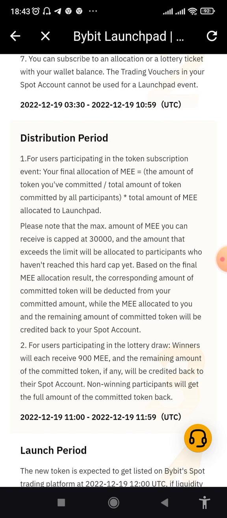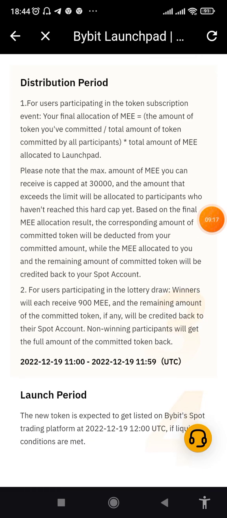But during the distribution period, your coins will be allocated as follows. The amount of ME coin that you earn is equal to the amount of token that you have committed, divided by the amount of token that has been committed by all participants, multiplied by the amount of token in the launchpad. So you can use that formula. It's here so that you know the amount that you're going to receive.